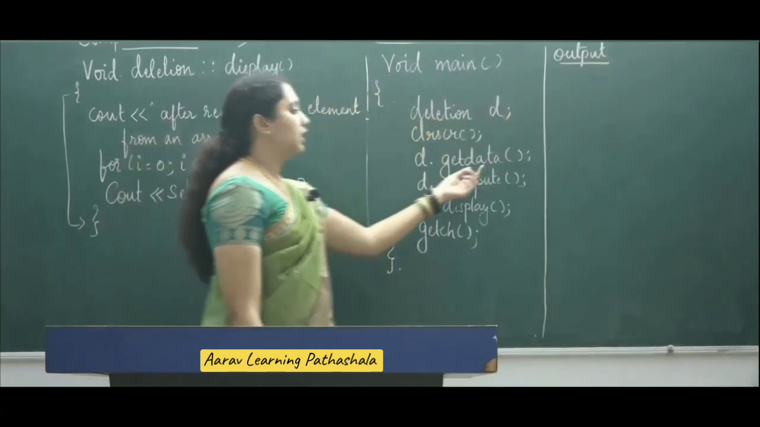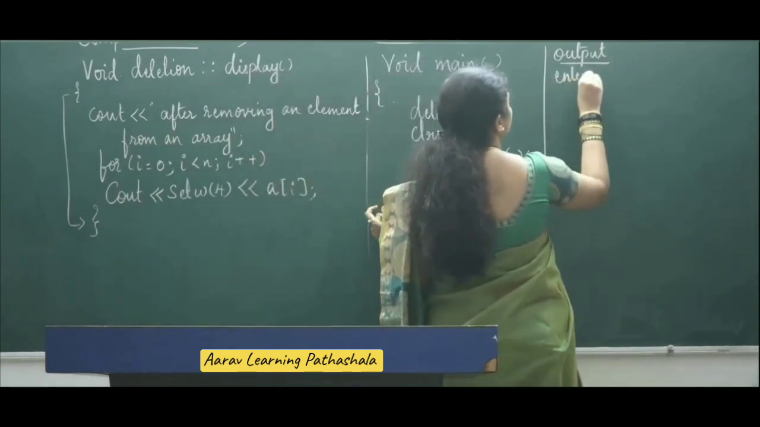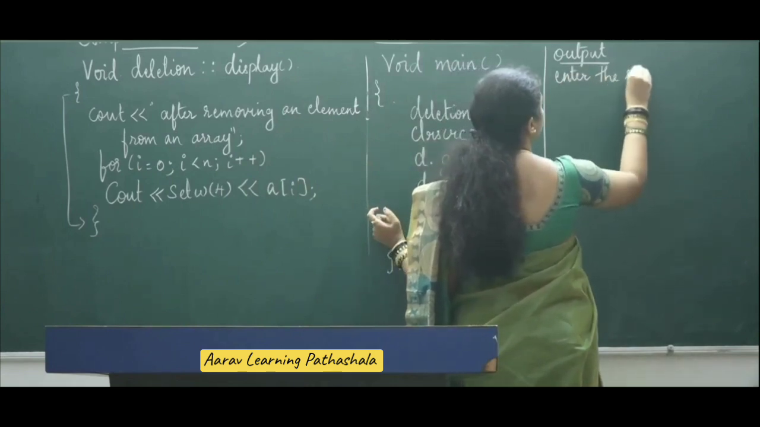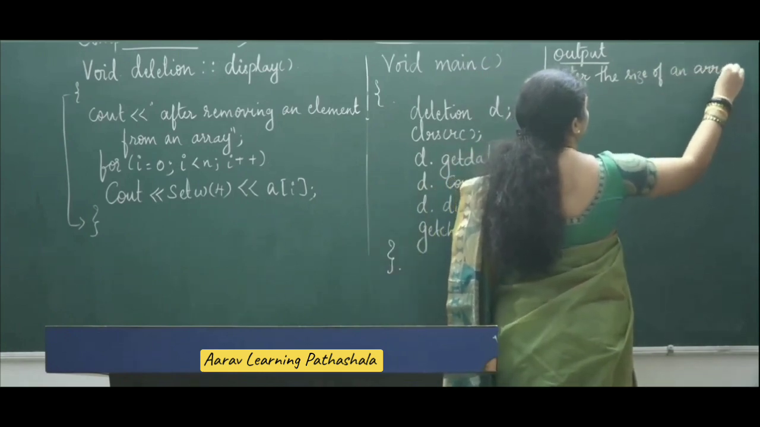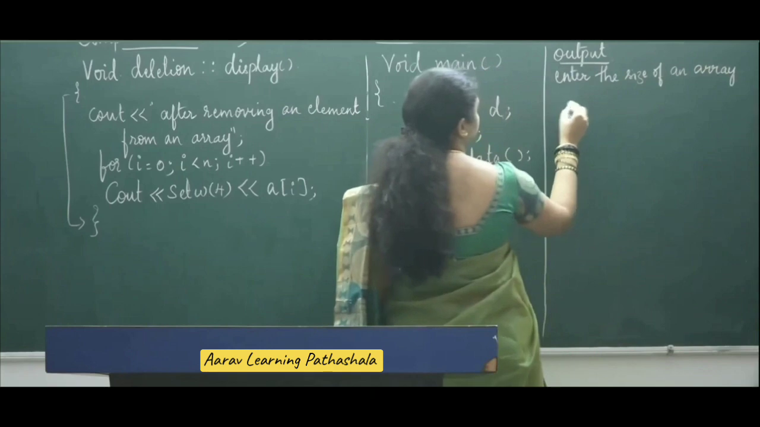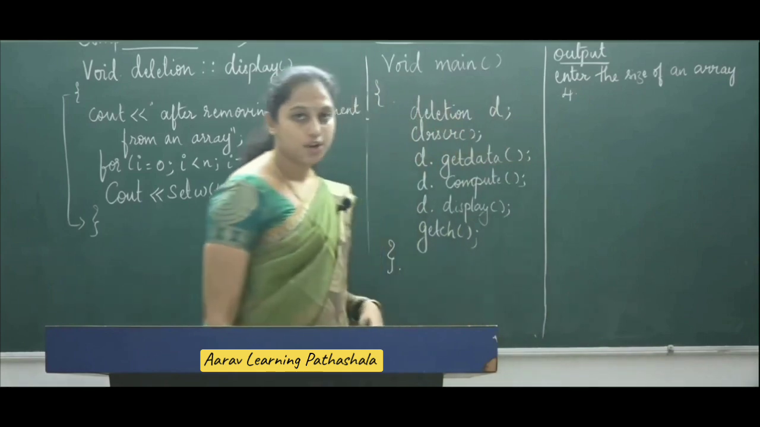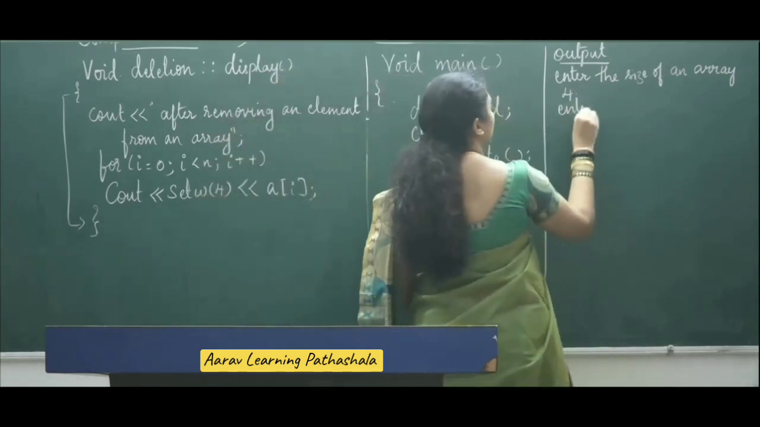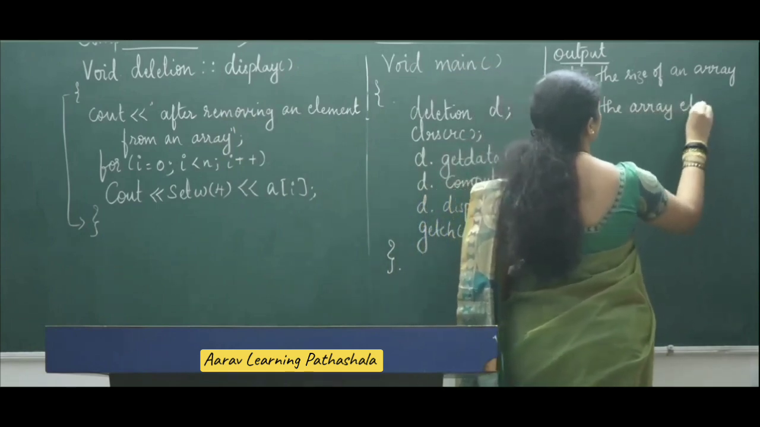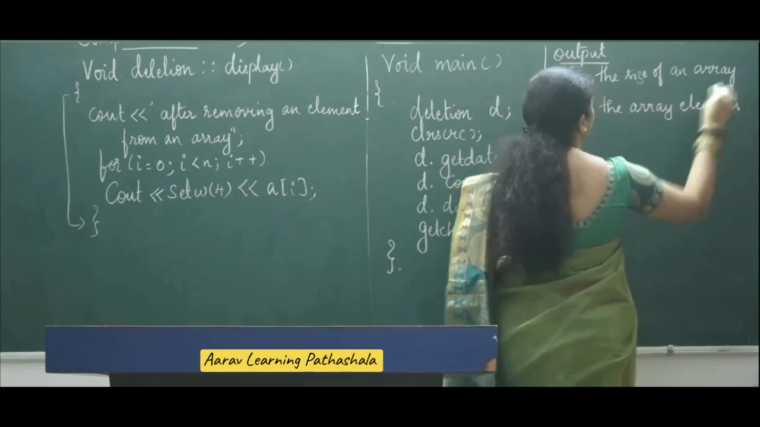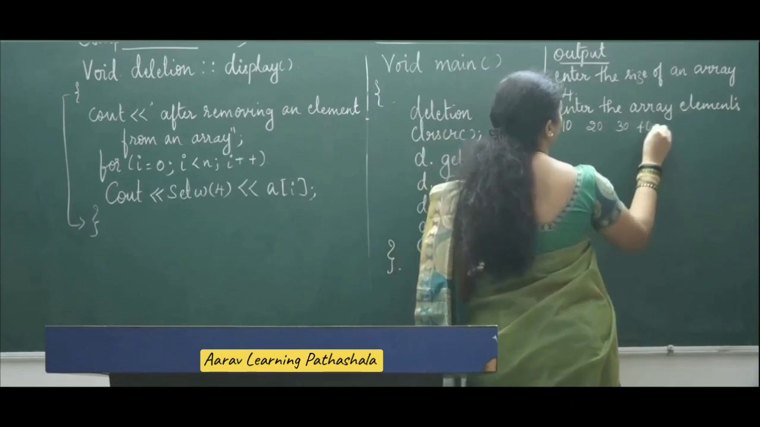Yes, what is the output for this program? So here first the get function is called. So in the get function, first it will ask the user to enter the size of an array. What is the size of an array? The size of an array is 4. Enter the array elements. What are the array elements? 10, 20, 30 and 40.